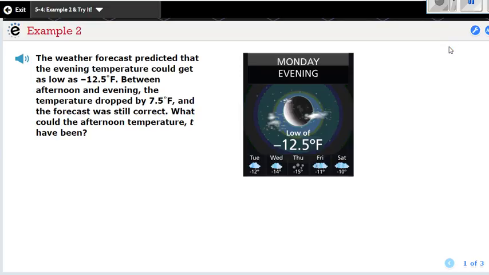So the weather forecast predicted that the evening temperature could get as low as negative 12.5 degrees Fahrenheit. Between afternoon and evening, the temperature dropped by 7.5 degrees Fahrenheit. And the forecast was still correct. What could the average afternoon temperature, in other words T, have been? All right, breaking this down. What we want to know is we need the temperature to be larger than this number, but to find the original temperature, it has to be able to decrease by this much before getting to this.